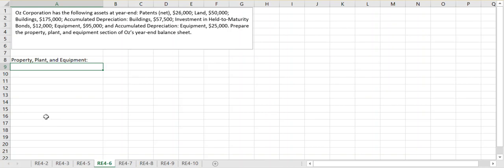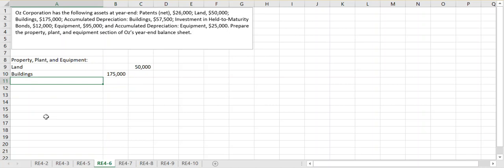Anytime that you're putting together your property, plant, and equipment section, if a company owns land, we always list that first because it's the only fixed asset that is not, in fact, depreciated. So in this case, they do have land, so we're going to list that item first in our property, plant, and equipment section. They then have a building. So our building cost us $175,000. Remember, GAAP requires us to record our assets at what we paid to acquire them.